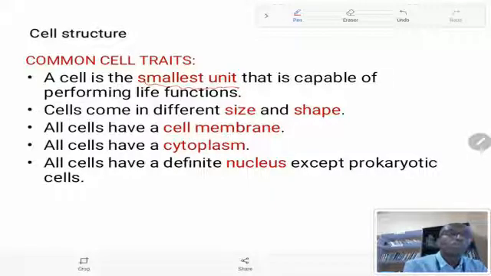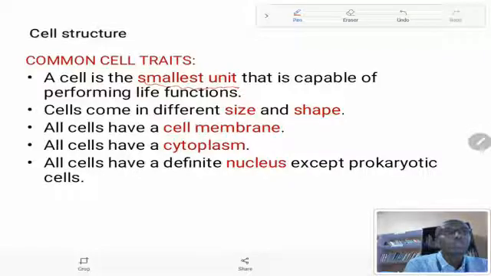If you go back to your body, you have systems, 12 organ systems, and each organ system is made up of a number of organs. Organs are made up of what? Made up of tissues, and tissues are made up of cells.